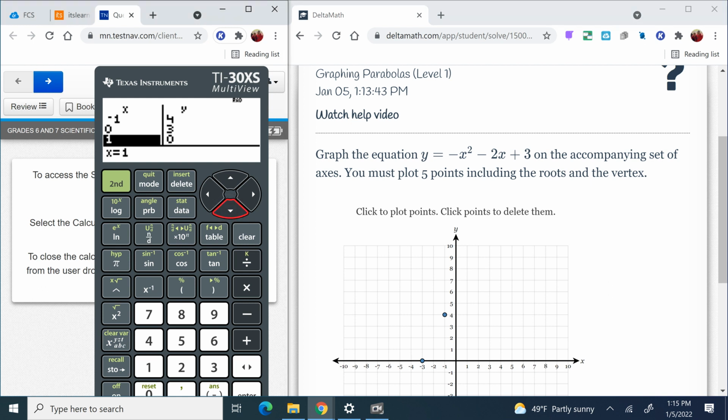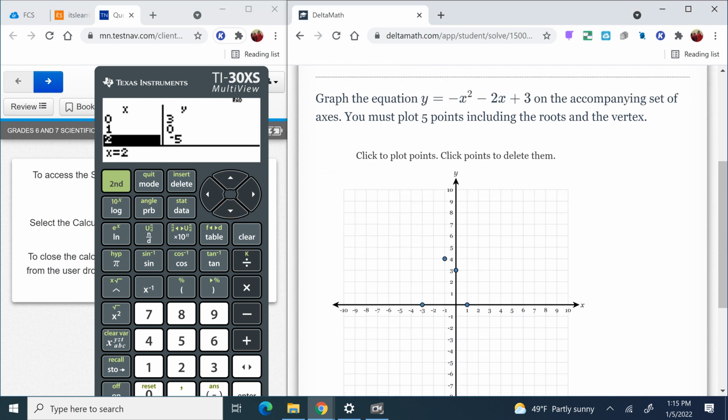And then we also have our last root at 1, 0. So I'm going to have a point at 1, 0. And I can just use those points around it. I can say that I've got another point on this parabola at 0, 3. And I can say I have another point at 2, -5. So I can just look here. I can go 2, -5.